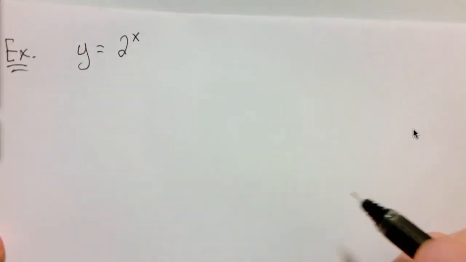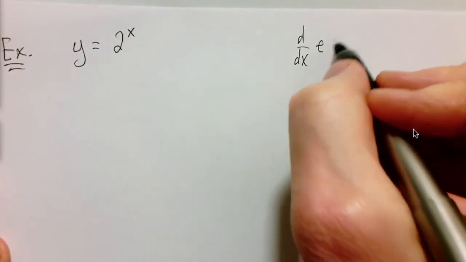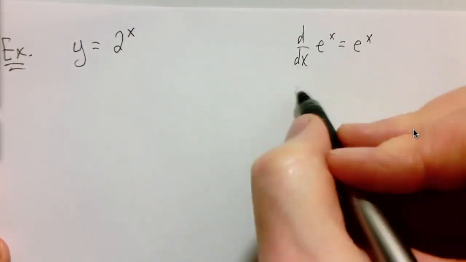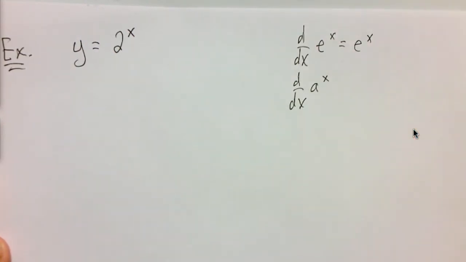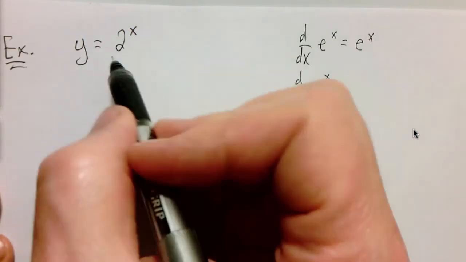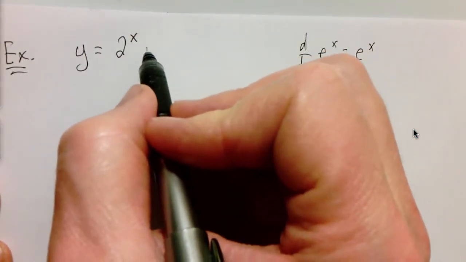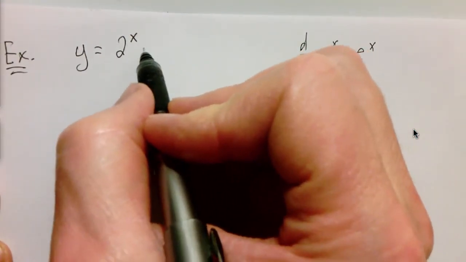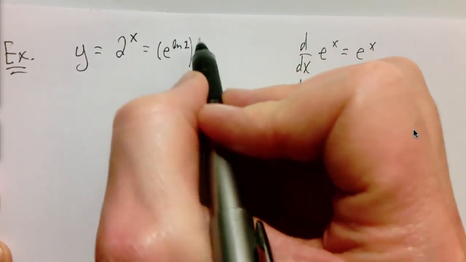We already know that the derivative of e to the x is e to the x, but how do we differentiate an exponential in another base? This is going to be one of those rules that you just need to memorize. Here's the trick. The derivative of y equals 2 to the x. I can rewrite this 2 as e to the natural log of 2 and raise that to the x power.